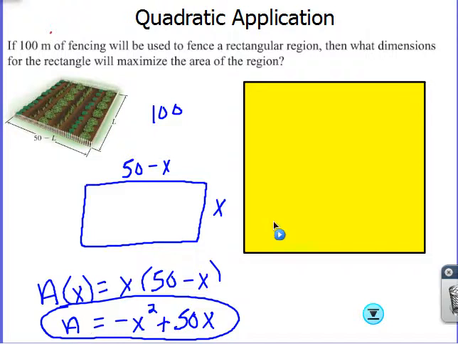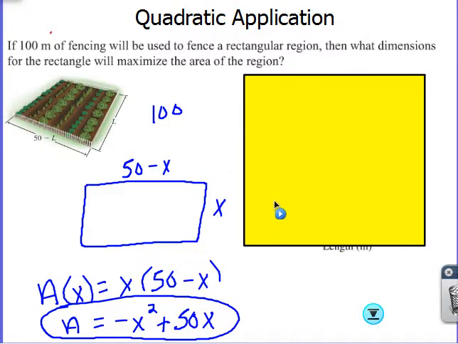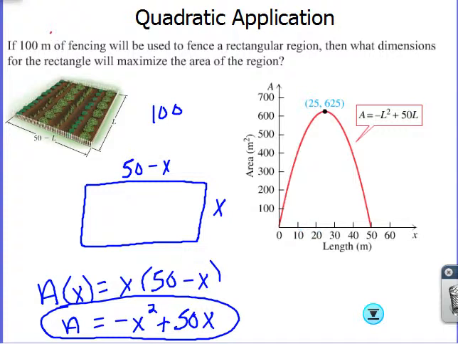Let me see what I've got behind this yellow box. Okay, yeah, that's what I thought. They actually didn't use X's, they used L's, which is fine. Just imagine those were X's instead of L's. Here's a picture of what this area function would look like. If you let your X value be 10, you'd have an area close to 300. Let your X value be 20, you've got an area close to about 550.